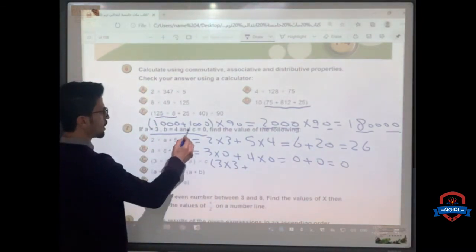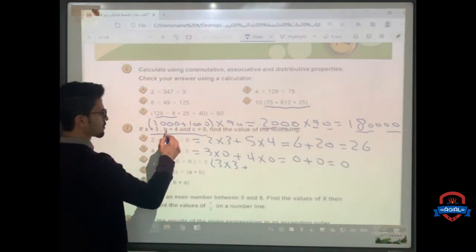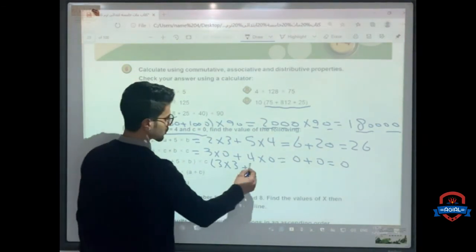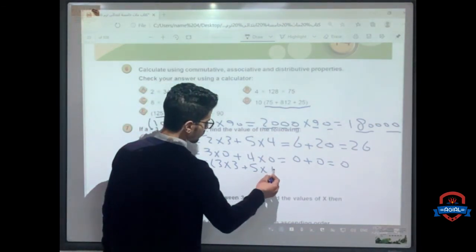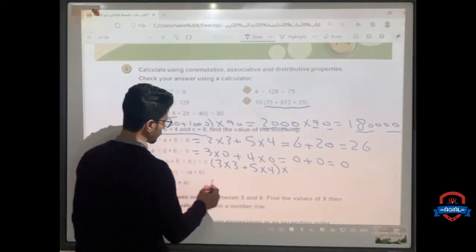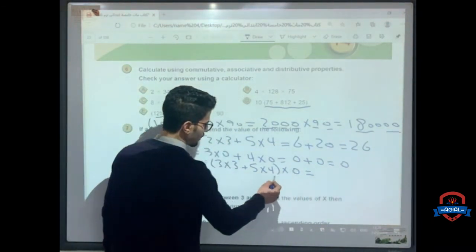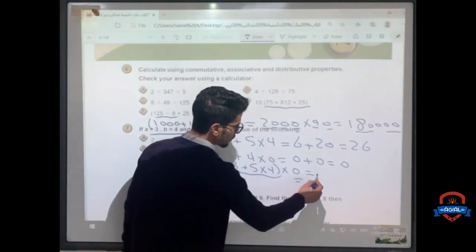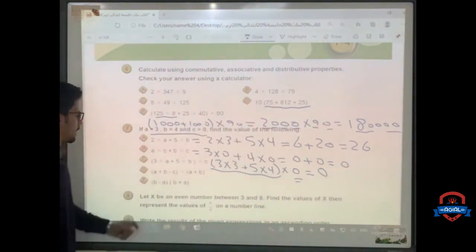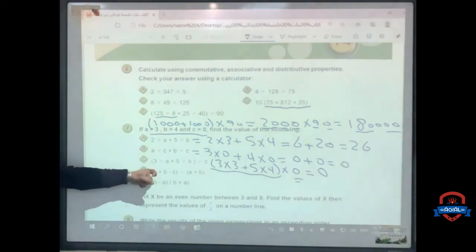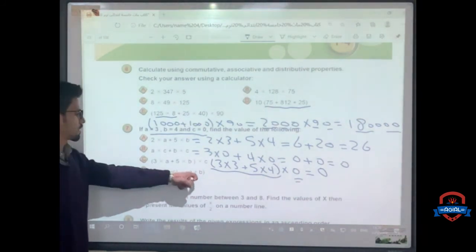5 times B equals 5 times 4 because B equals 4, so we have 5 times 4 all times C, so all times 0, and anything multiplied by 0 equals 0. Okay, and in letter D, we have A plus B minus C times A plus B.